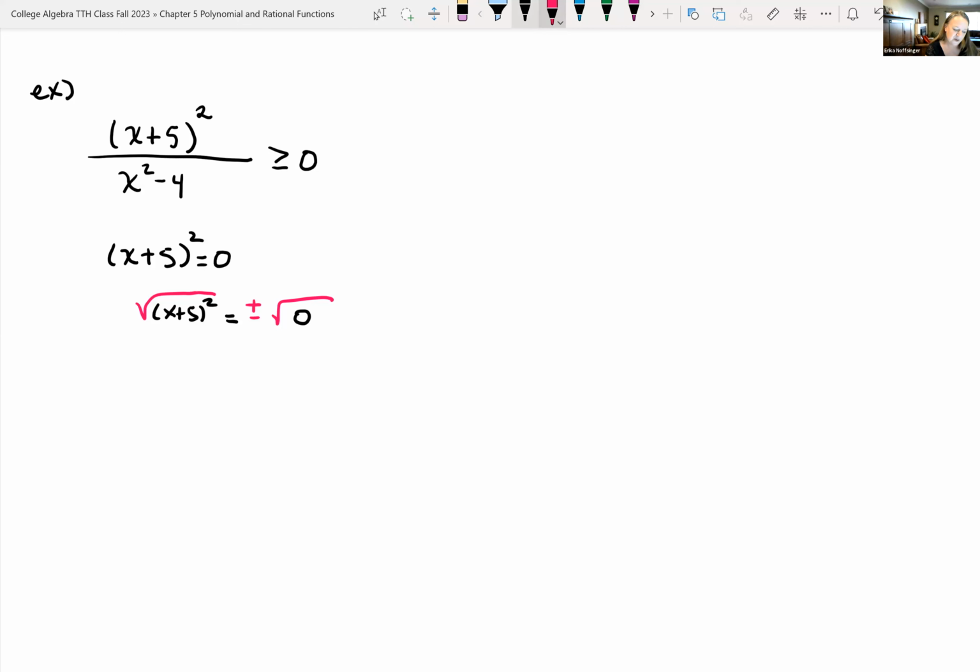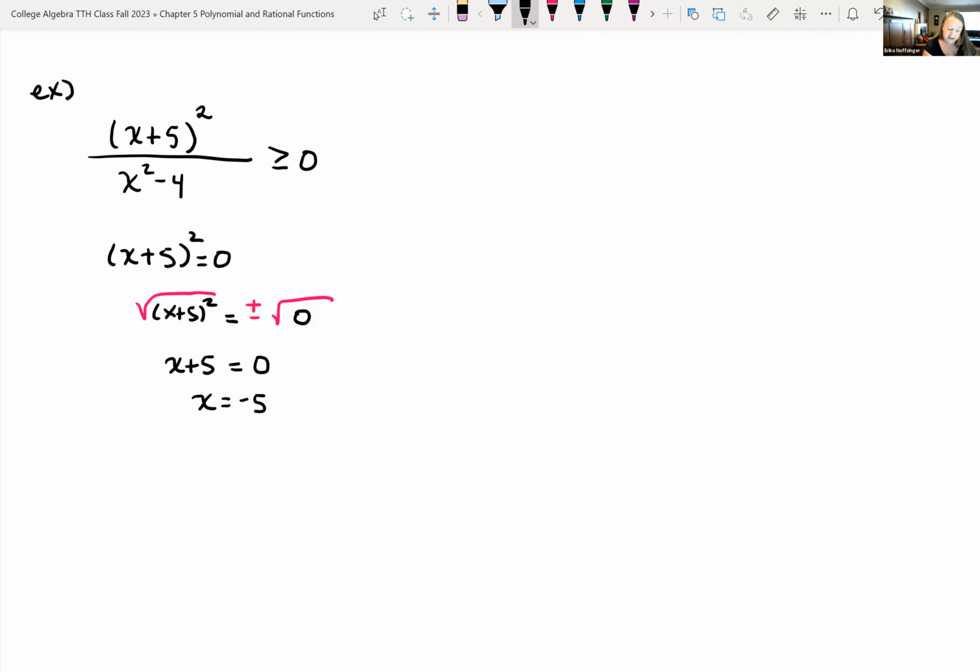And you would be missing one of your solutions if you didn't write that plus or minus in front. So square rooting a square, that leaves me just with x plus 5 on the left equals plus or minus the square root of 0, which is 0. So I just have 0. Subtracting 5 on both sides, I get x is equal to negative 5.